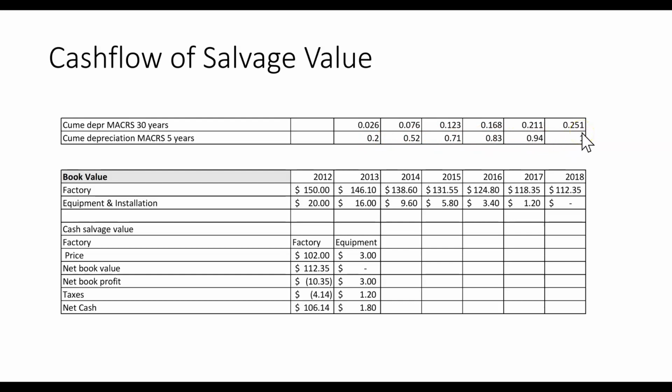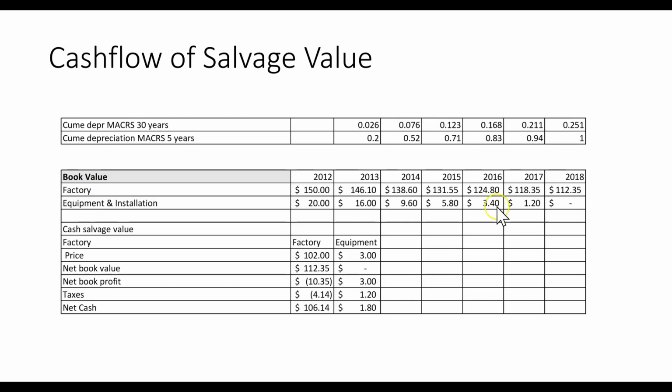So the book value basically is the amount you have, which in 2012 will be 150, which is the gross value we paid for the factory and for the equipment. And then we continue to reduce it by subtracting this amount. So if I take this and subtract this times that number, I will get this number, and so on. So this is the book value for factory, and this is the book value for equipment.